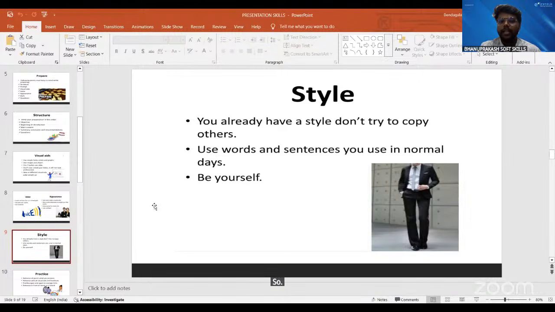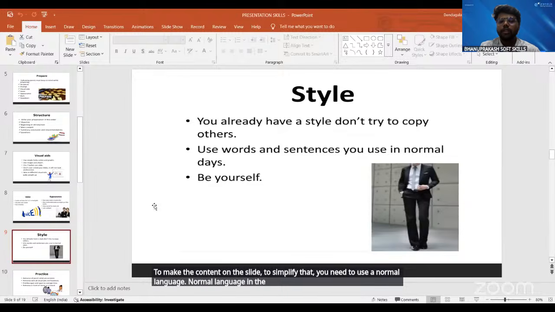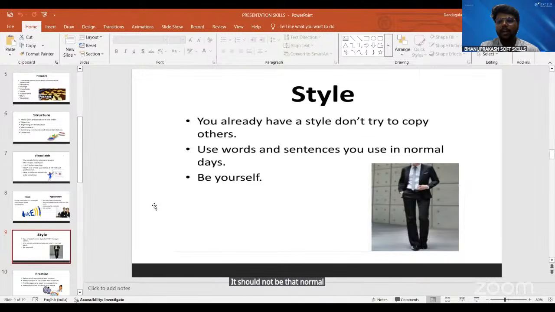So already there is critical or concise content in the slide. You need to simplify that. To simplify the content on the slide, you need to use normal language. Normal language in the sense that it should not be formal or slang or something like that. And be yourself. For example, here I read each and every line on the slide, as the slide line is just one line, but I also explained that with 2 to 3 lines, right?